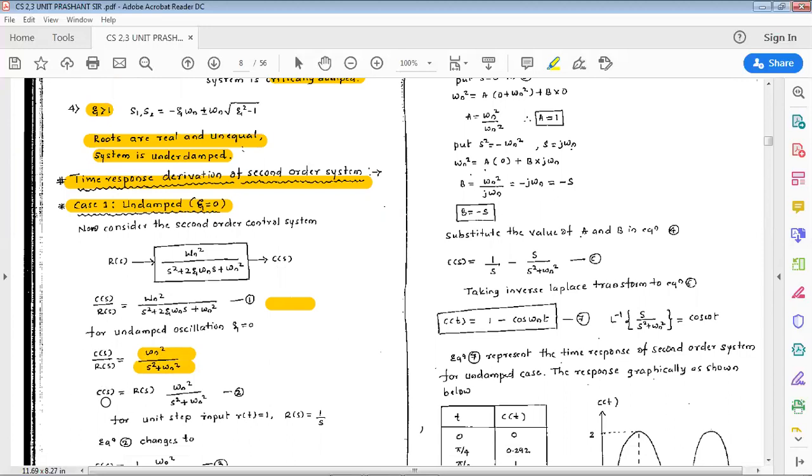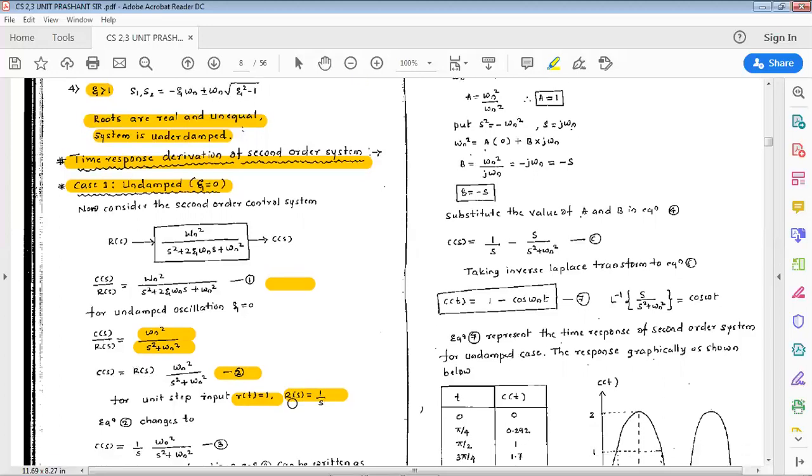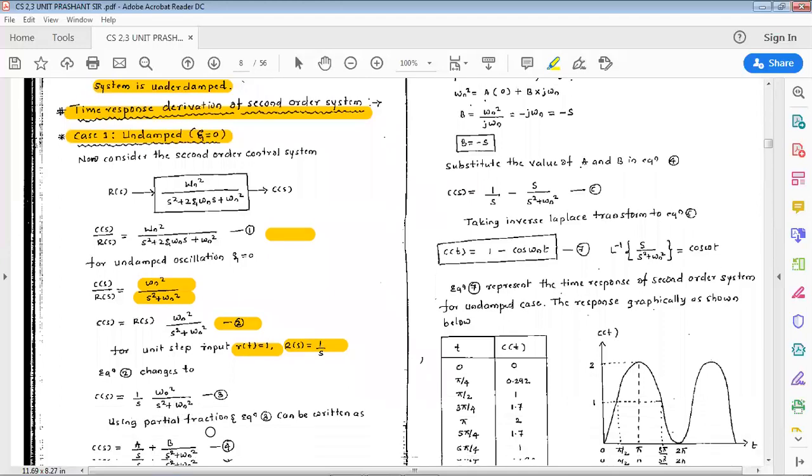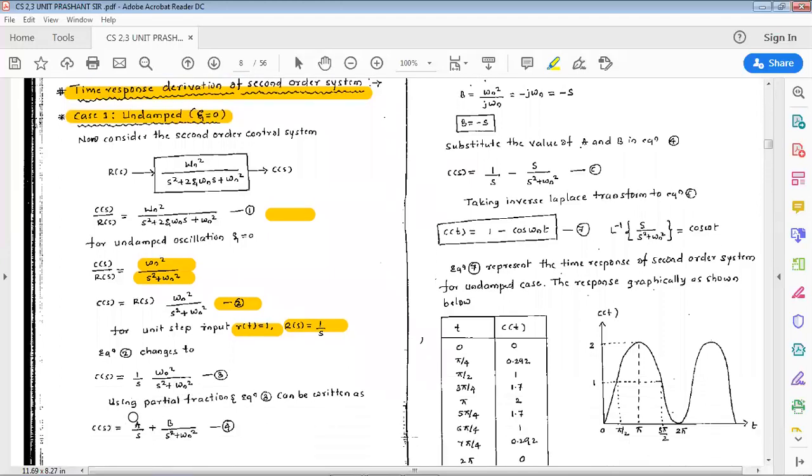You can rewrite this equation as C of s equal to R of s into omega n square divided by s square plus omega n square. We call that equation number 2. Next, for unit step input, r of t is 1, and its R of s will be 1 by s. Substitute R of s as 1 by s, and equation 2 changes to 1 by s into omega n square by s square plus omega n square. Using partial fractions, you can write A by s plus B s by s square plus omega n square. We call this equation number 4.